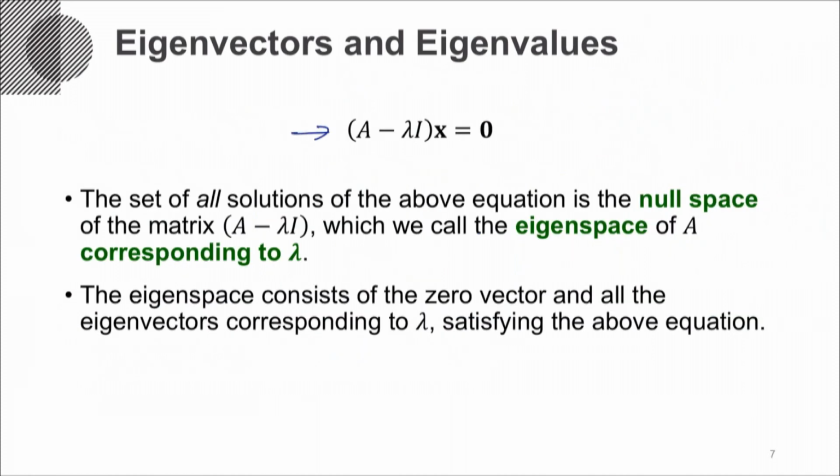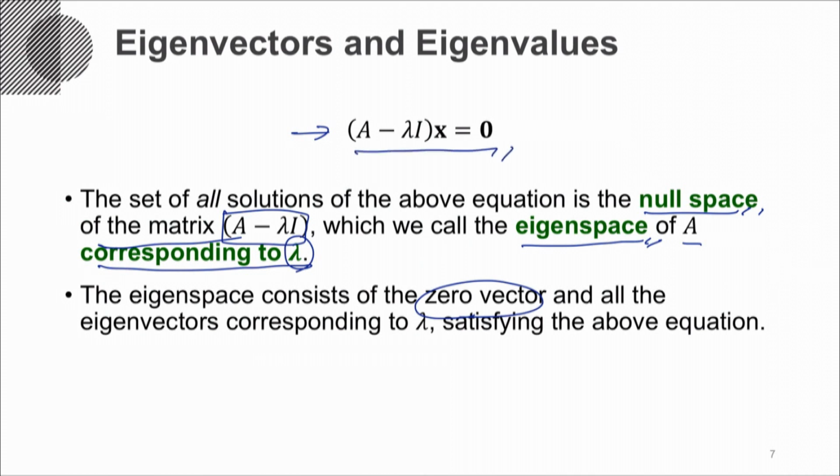Given this equation, the set of all the solutions of this equation is called the null space of the matrix A minus lambda I, which we call the eigenspace of A corresponding to lambda as our eigenvalue. This eigenspace consists of the zero vector, of course, because the zero vector satisfies this, and all the other eigenvectors, which are non-zero vectors corresponding to this particular eigenvalue lambda. Okay, then what is this null space?